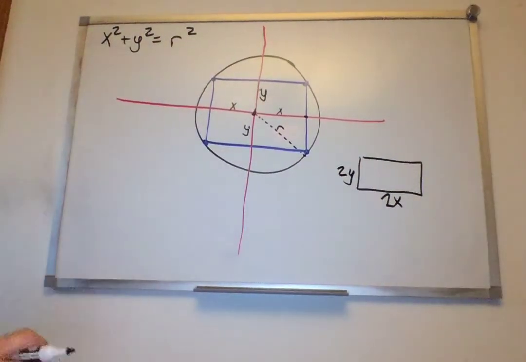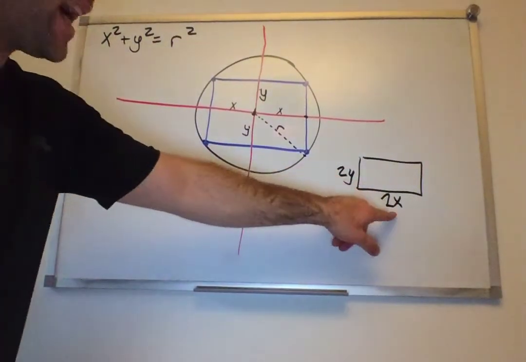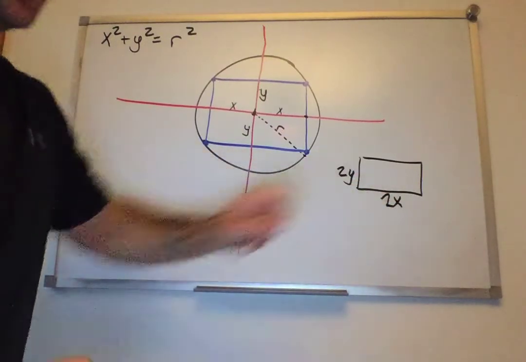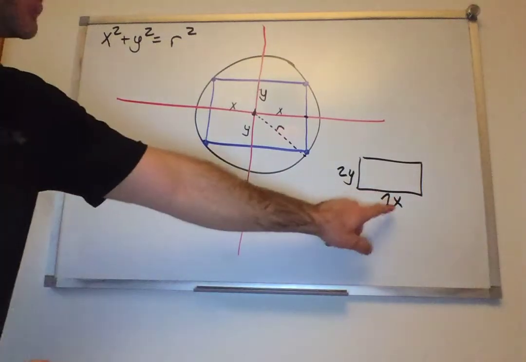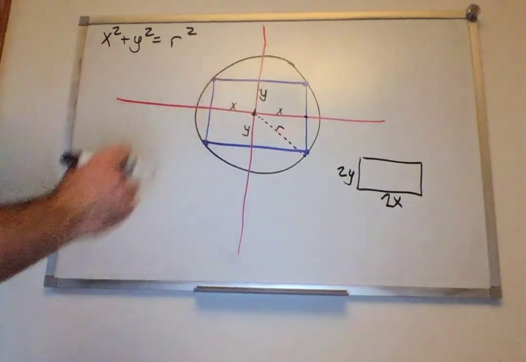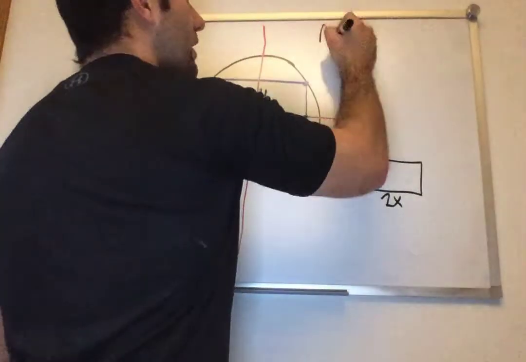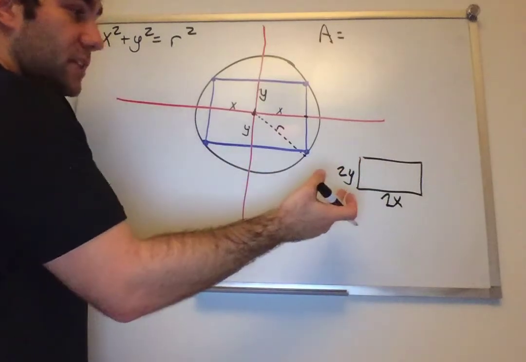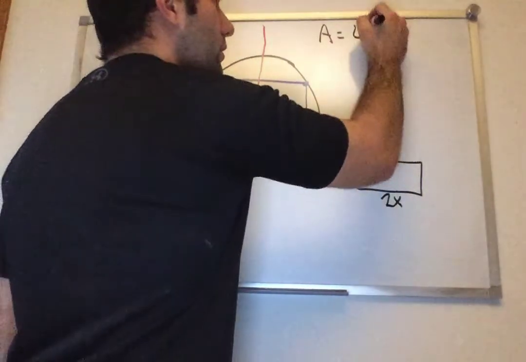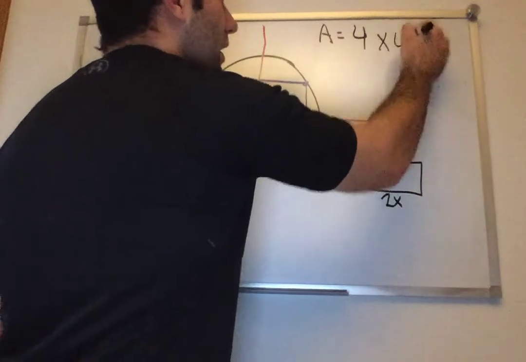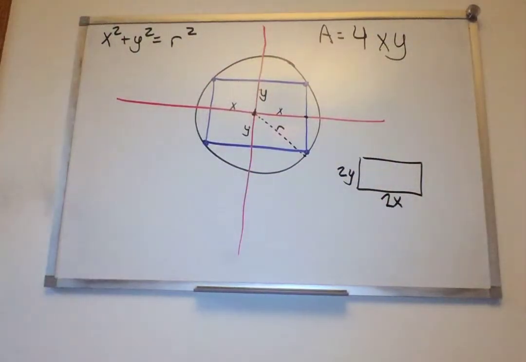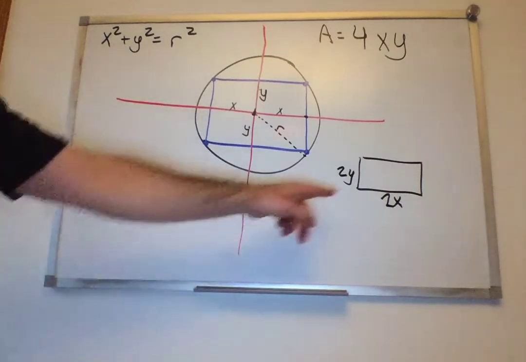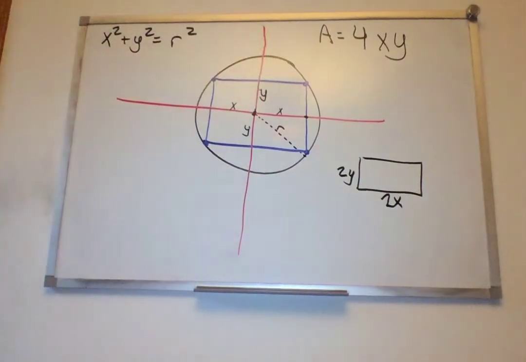So now we know what the lengths of the sides of the rectangle are. One side is 2y, the other side is 2x. So now we can get the area formula for our rectangle. The area is equal to length times width. Just multiply them together. 2 times 2 is 4. x times y is just xy. Okay, now we don't need the picture anymore. We have our equations that we need.